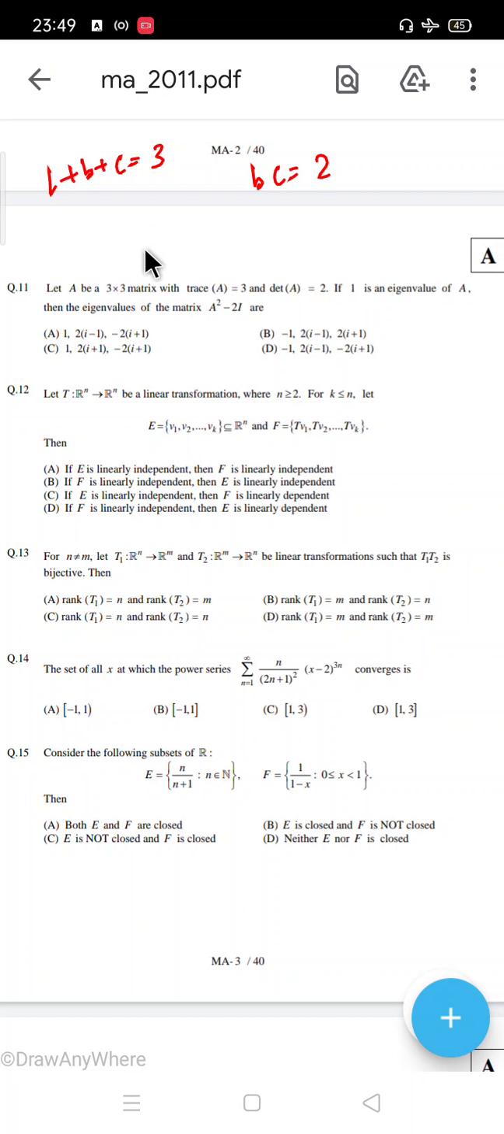You have to do one thing, that is substitution. B plus C is equal to 2, and B into C is equal to 2. So what you can do? Let us put B equal to 2 by C here. So it will be 2 by C plus C is equal to 2. So this is 2 plus C square equal to 2C. Perfect. So this will be C square minus 2C plus 2 equal to 0.